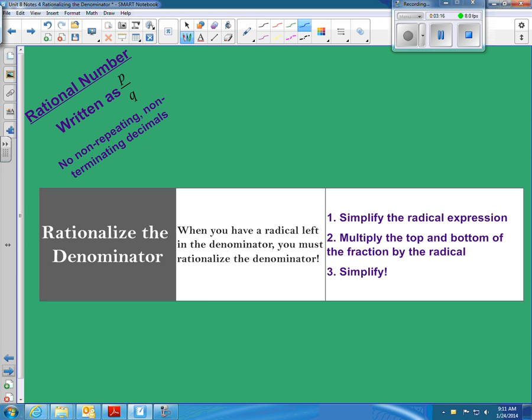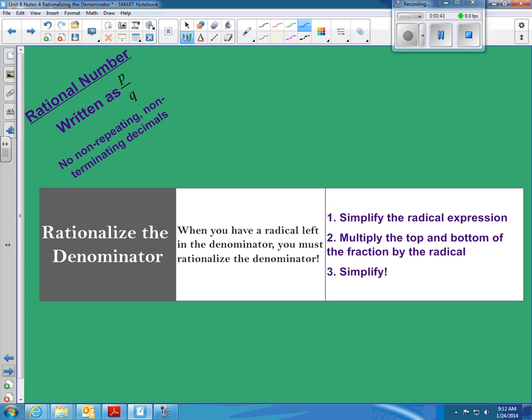Okay, so radical, think about rational number. That's, you can write it as a fraction. A rational number is anything that's terminating or repeating. So if you have a decimal that's a nice one, or if you have a number that's a nice number, that's a rational number. So any whole numbers are rational numbers. Any nice fractions are rational numbers.